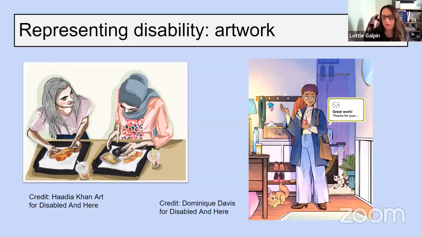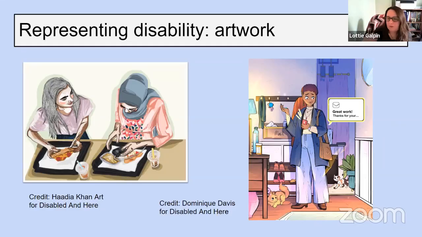If you're briefing a bathroom scene, think about putting grab bars in there. It's just really considering how you can integrate small representations of disability into artwork. So if you're an author or an editor, you can brief this for the illustrator to create, or you can search for images which do this.